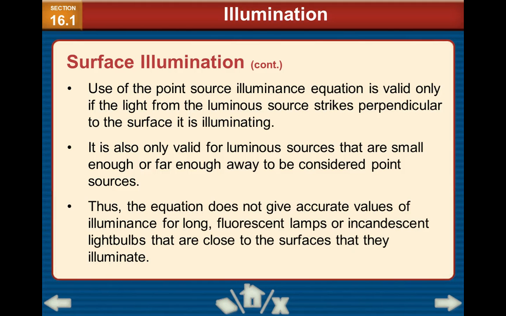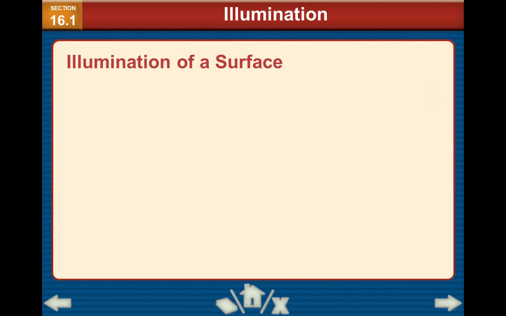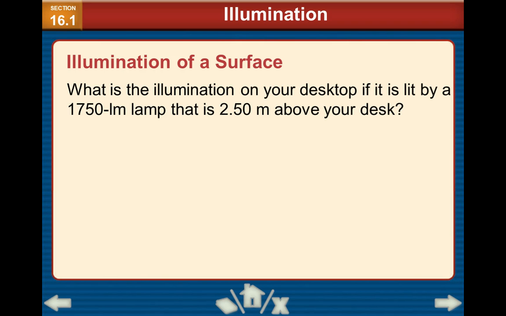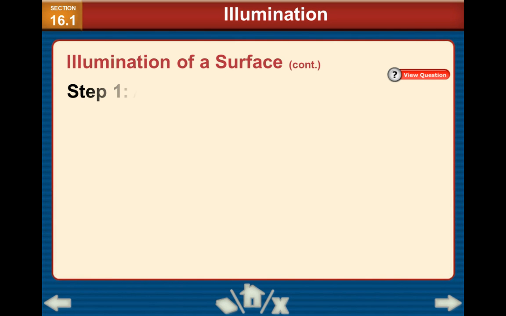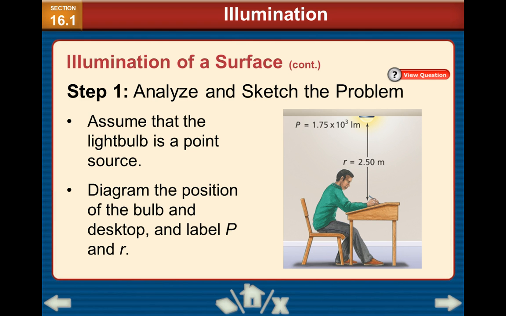So there's a couple of caveats in here on when it's valid and when it's not. So let's take a look at a problem. Let's say we have a desktop and it's lit by a 100-watt light bulb or a 1,750 lumen lamp, and that light bulb or lamp is 2.5 meters away from your desk. Sketch the problem out, and the desk actually should be perpendicular. It's not, but you could see our P value then is 1,750 lumens, or 1.75 times 10 to the third lumens in scientific notation.